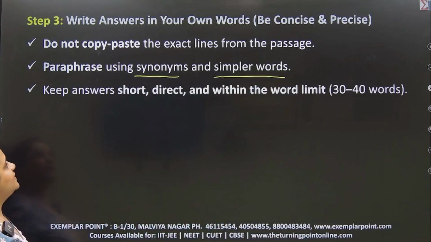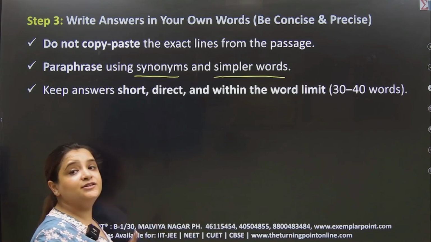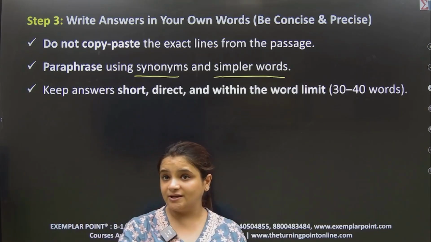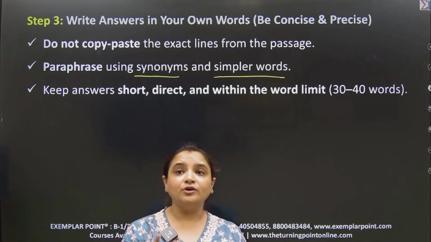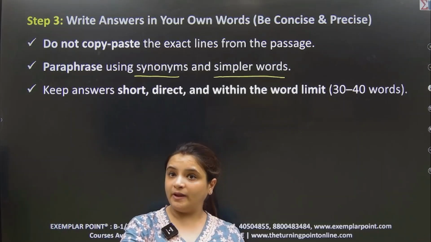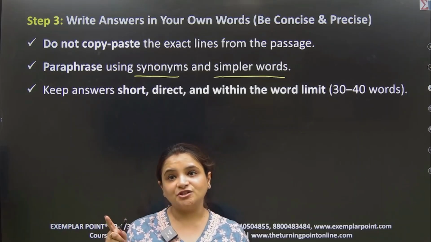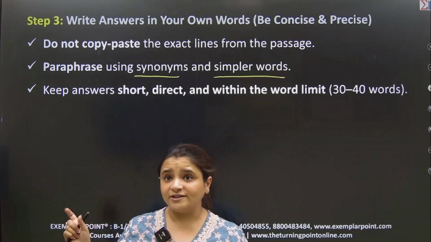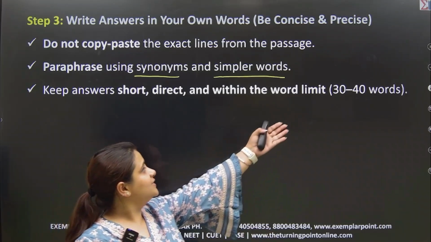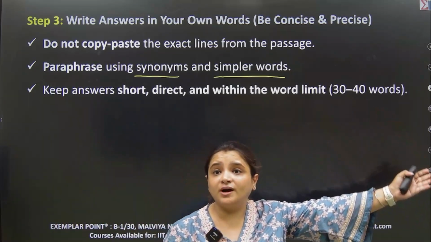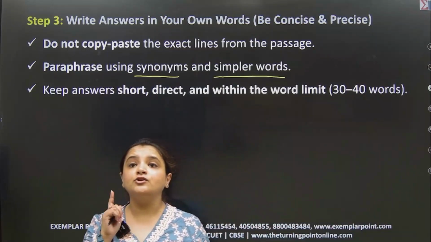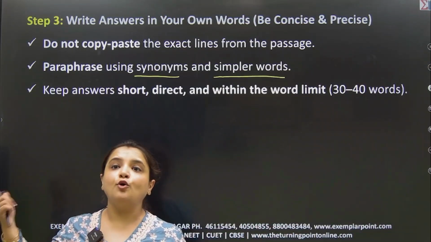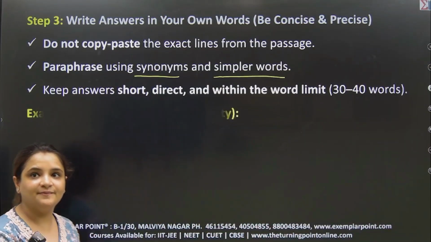We need to keep answers short, direct, and within the word limit. This is a very important thing when it comes to the English paper. To every section, you will be given a certain word limit, which we must follow as students. So, for answers limiting us to 30 to 40 words, we need to remember that we are not taking our answers over 3 to 4 lines.